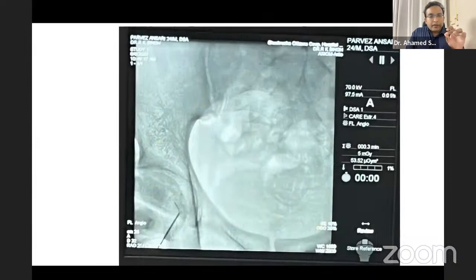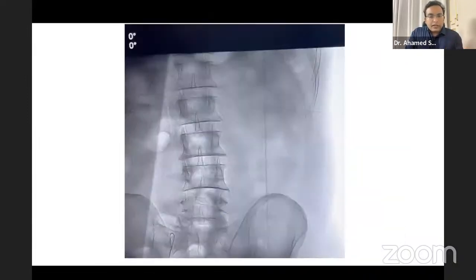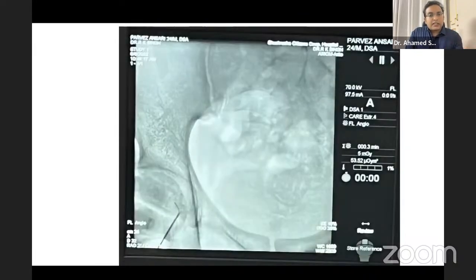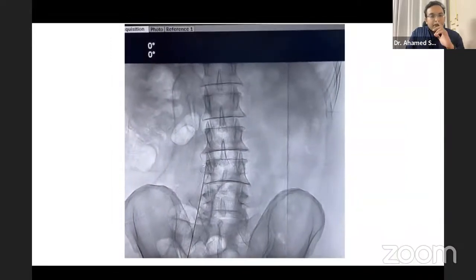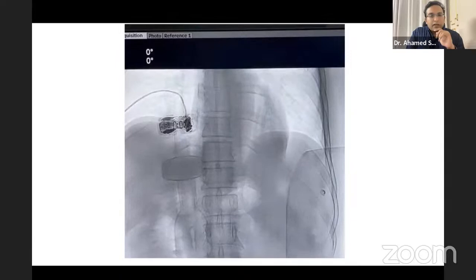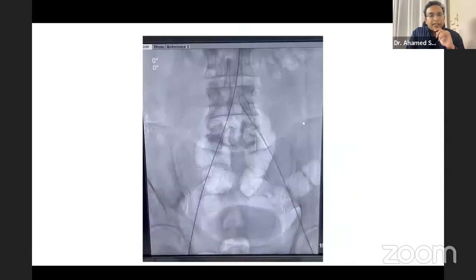And this is an ideal puncture, 1 centimeter lateral to the medial aspect of the femoral head. And when we puncture, we have to see the direction of the wire which is going. It has to cross the.